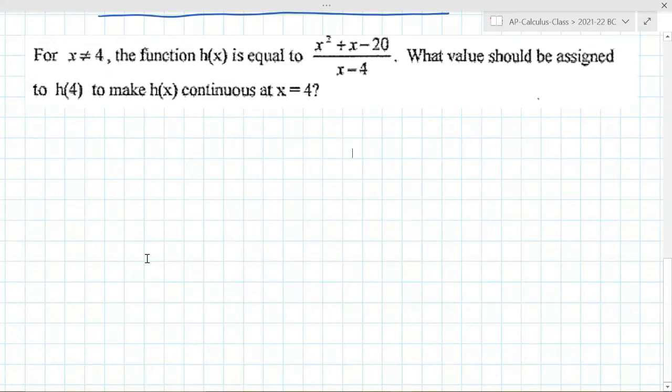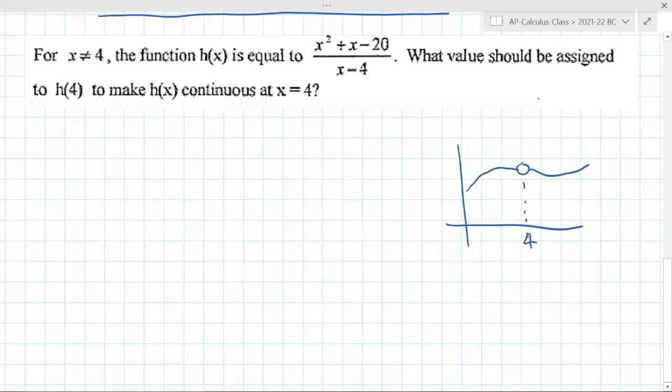But they're saying, okay, everywhere else, this is the function. But at 4, I want to give it some value so that the function becomes continuous. And what value should I give to x equals 4? So visually, I don't know how that looks, but let's say this is how it looks, right? So it's not defined at 4, but everywhere else it is. Let's say that's the graph. So I need to put in a value here so that it becomes continuous. So in this case, it should be the limit from both the sides, correct?